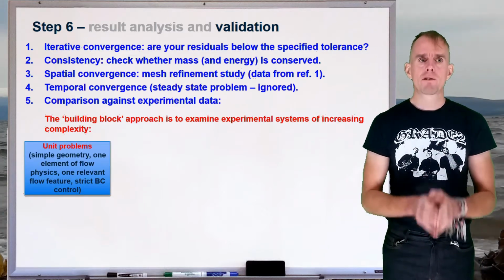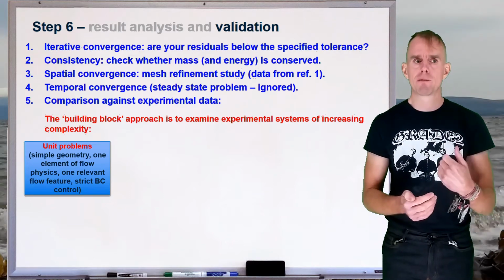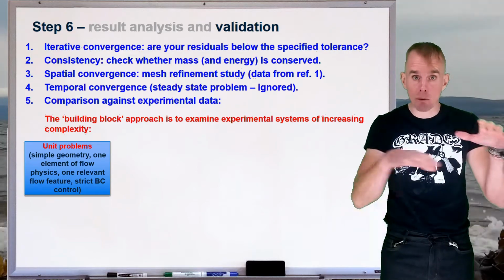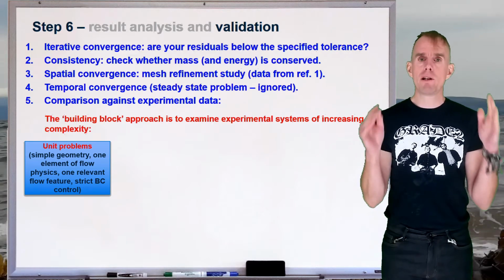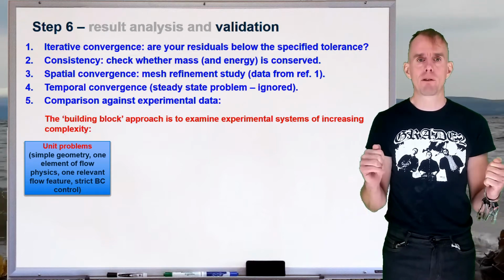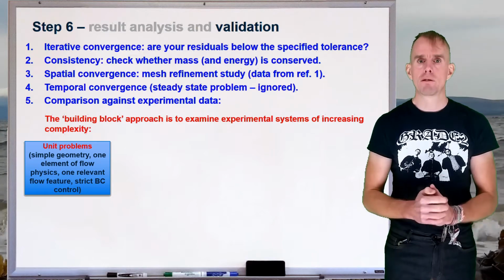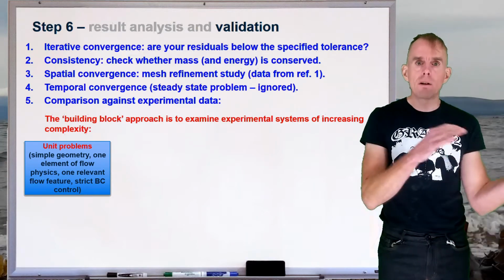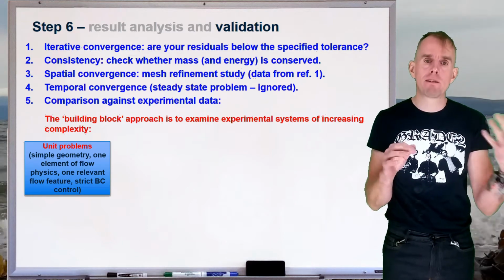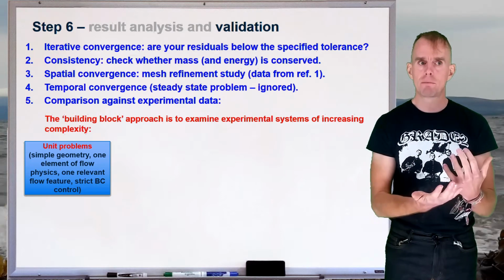Firstly, you start with what's termed a unit problem. It's going to be a simple geometry where you've got maybe one element of flow physics, one relevant flow feature, perhaps a single vortex, remember that backwards facing step in 2D, and where you know precisely what's going on with your boundary conditions. Specified inlet velocity, specified outlet pressure, no slip boundary conditions on your stationary walls. You can then look at the evolution of that vortex structure experimentally, and then you can compare it to simulation. And with something that simple, you should be able to get excellent correspondence.